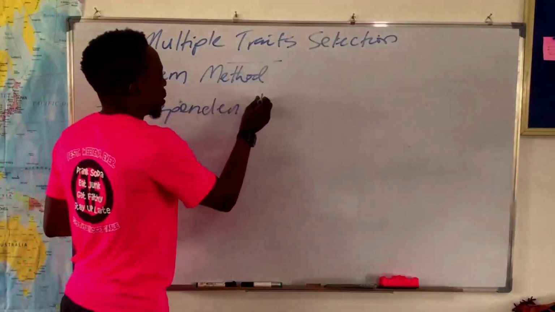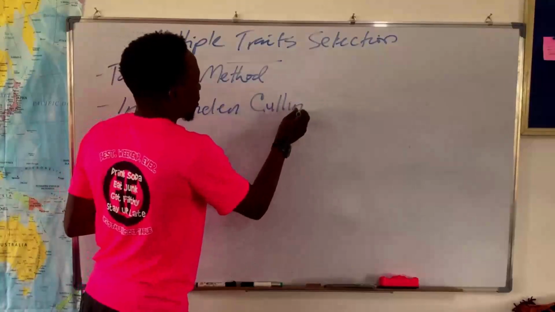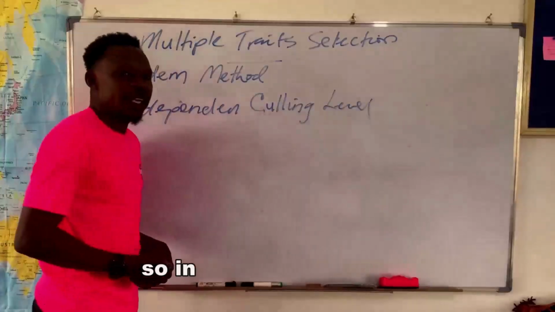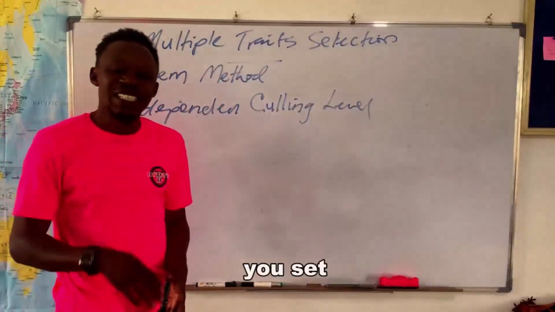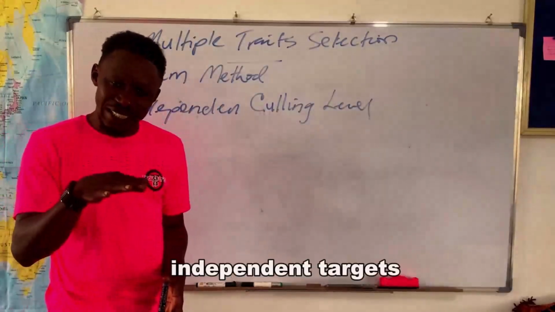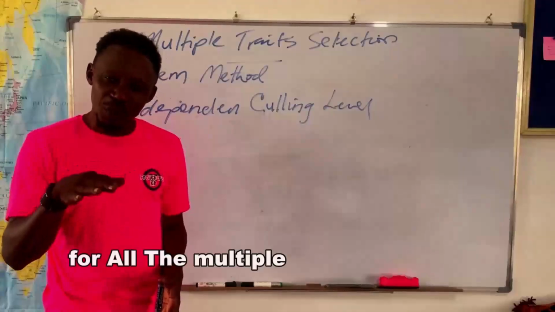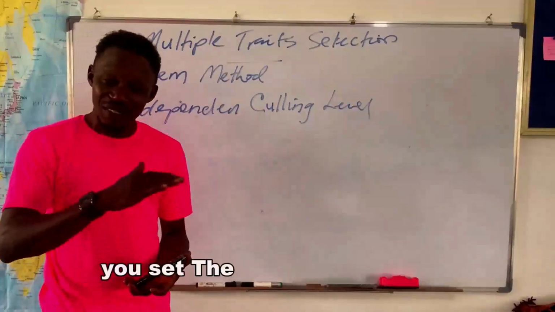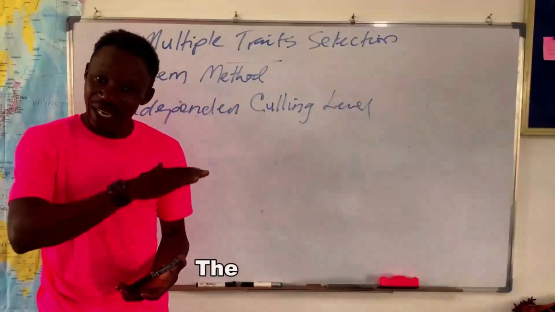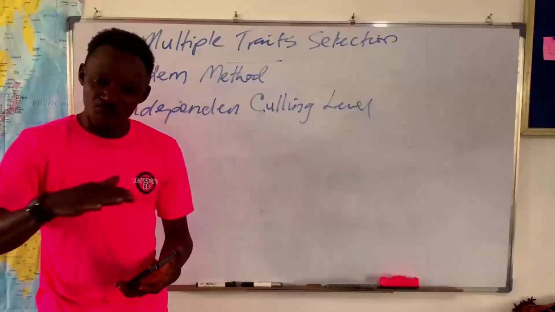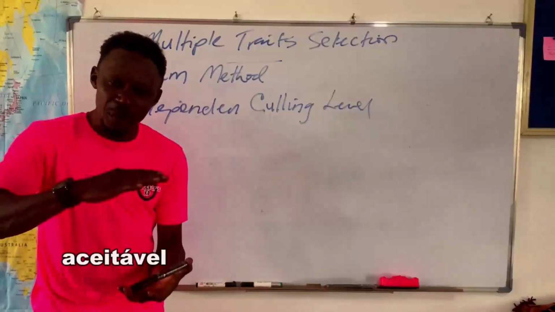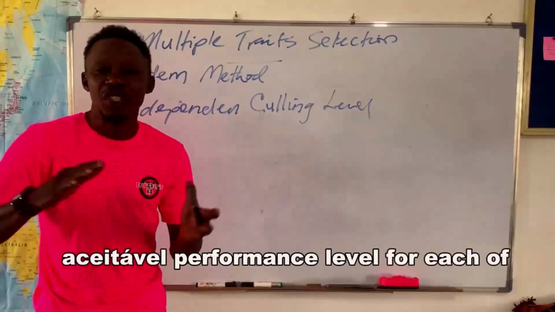Independent culling level. In independent culling, you set independent targets for all the multiple traits you want to improve all at a time. You set the threshold, as it were, the cutoff mark. That is like the minimum acceptable performance level for each of the traits.